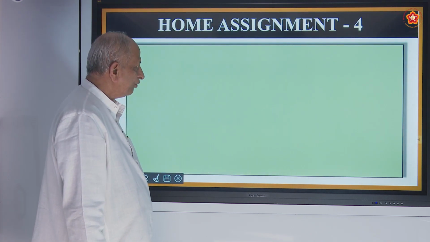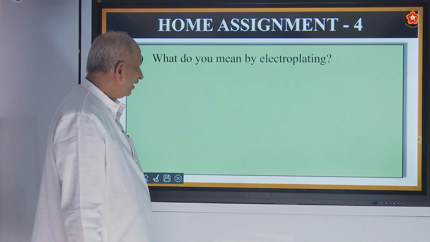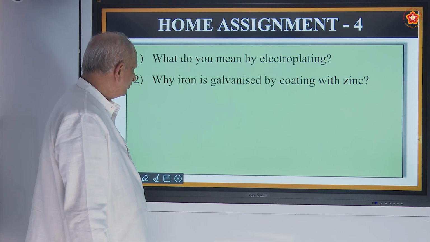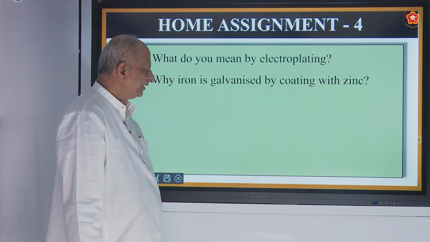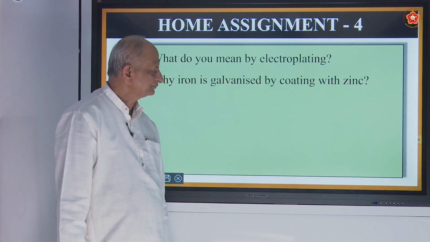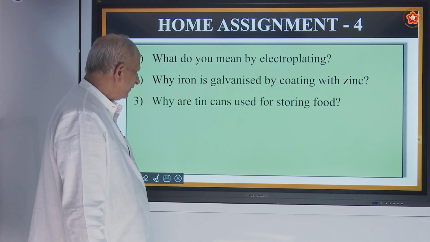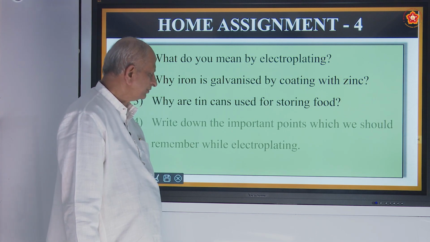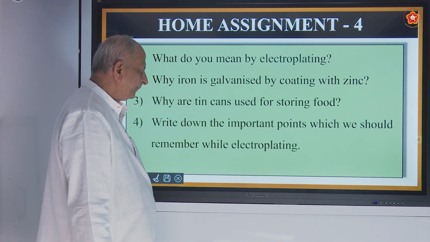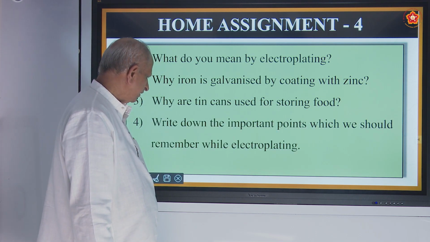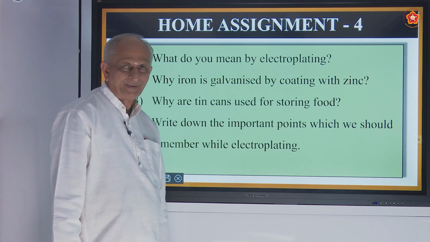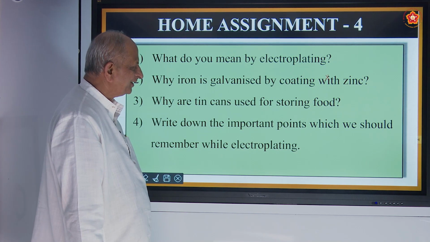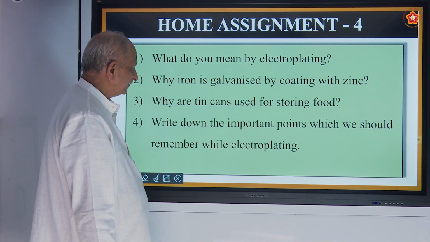Now let us see some home assignments. What do you mean by electroplating? Why is iron galvanized by coating with zinc? Why are tin cans used for storing food? Write down the important points which we should remember while electroplating. Now let us see what Sadhguru Sri Madhusudan Sai says.